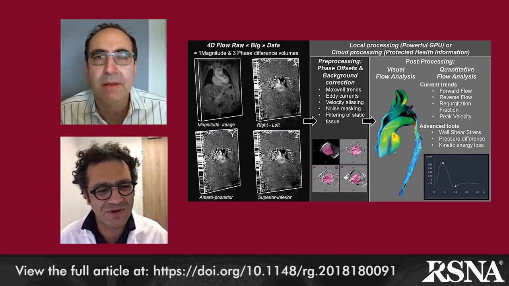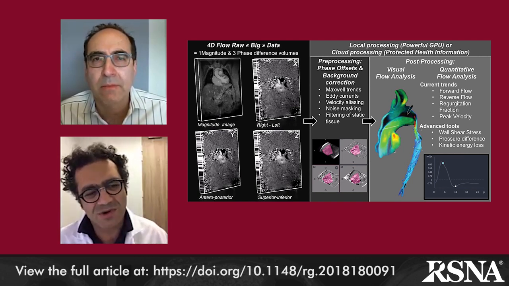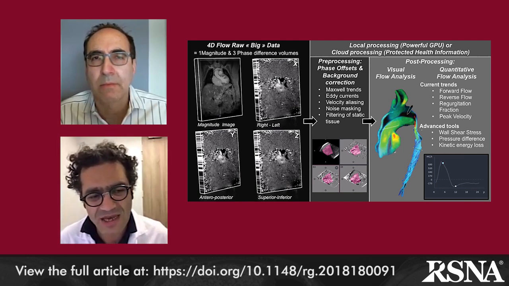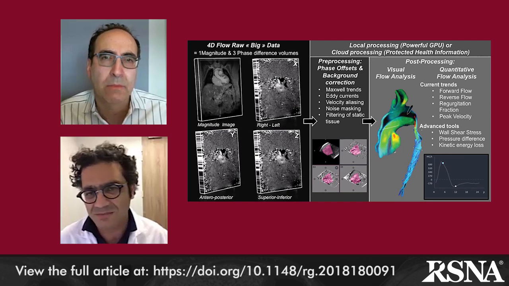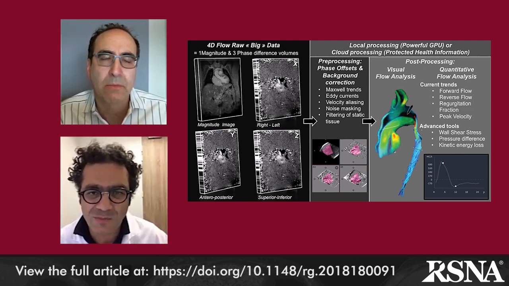So once we acquire the data, we have 4 different volumes, which consist of 1 magnitude or anatomic 3D volume and 3 phase contrast volumes, which are encoded in the 3 directions of the space. So we have 4 volumes, which are a big amount of data, about 2 or 3 gigabytes. We push them into a very powerful computer, or sometimes onto the workstation of the constructor, for some pre-processing for phase offset or background corrections.